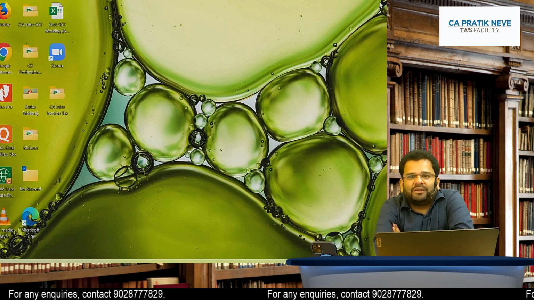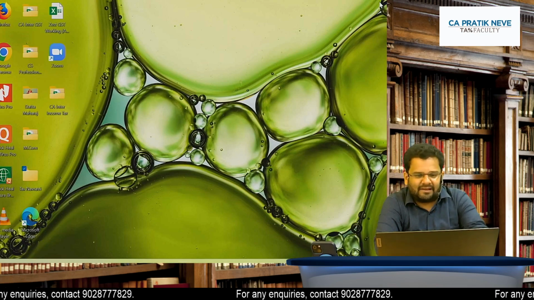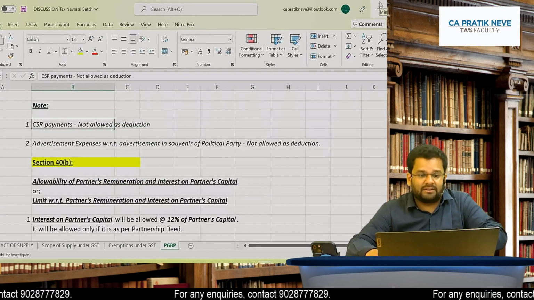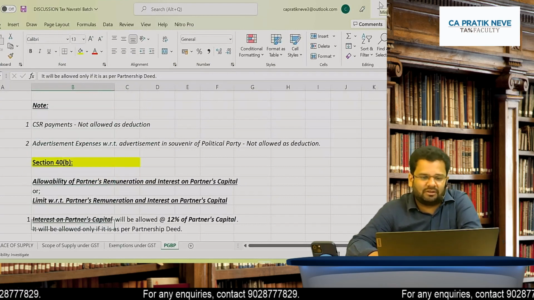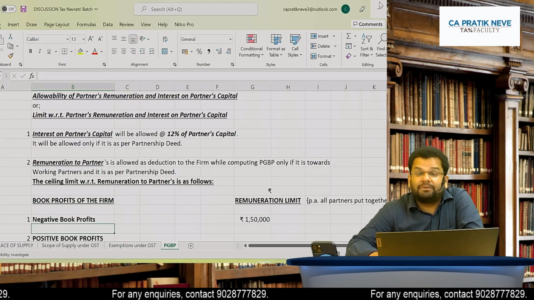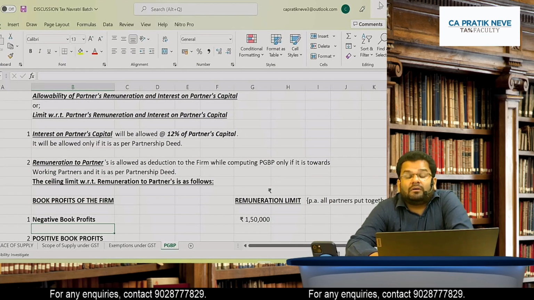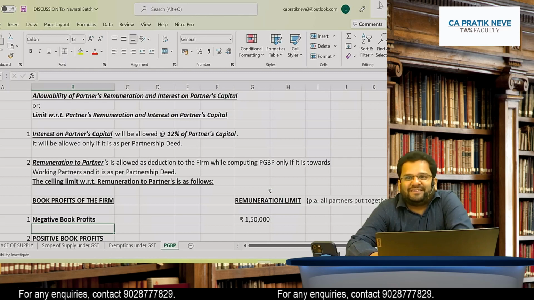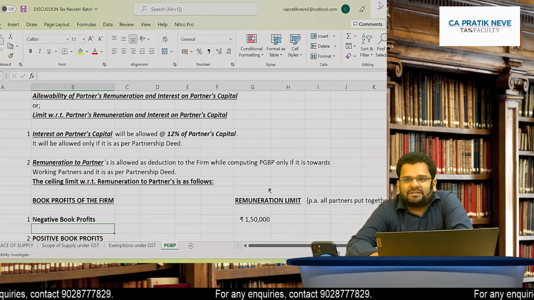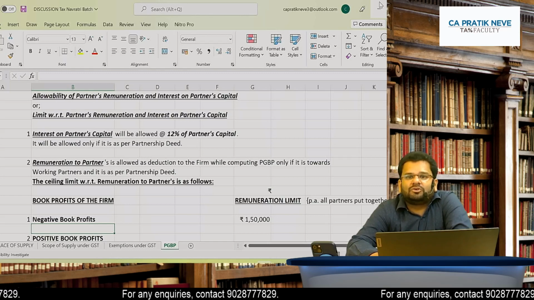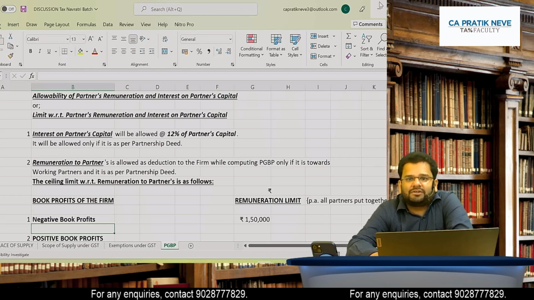Let's continue with PGBP from exactly the point where we left. What I want to discuss with you now is allowability of partners' remuneration and interest on partners' capital. So friends, partnership firm and partners are separate entities. When I talk about calculation for partnership firm, the same is applicable for LLP also, limited liability partnership.